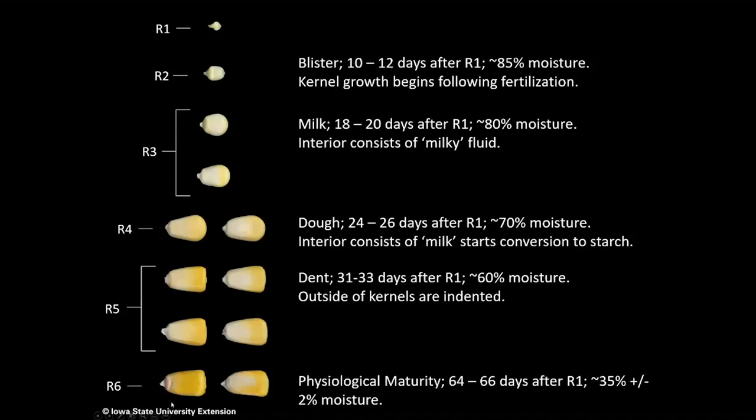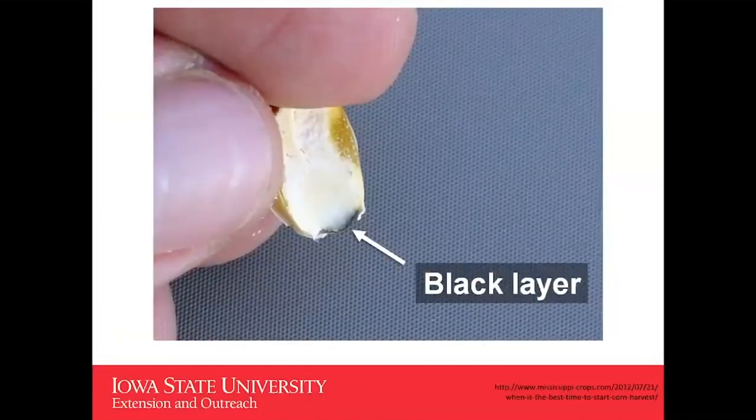The final reproductive stage is the R6 stage, when we've reached physiological maturity. The kernel will be about 30 to 35% moisture in that range. A few days after reaching physiological maturity, we'll see a black layer occur at the edge of the kernel. You can see this by very gently splitting those kernels. It's an abscission layer, which is a really good estimate that you've already reached physiological maturity.